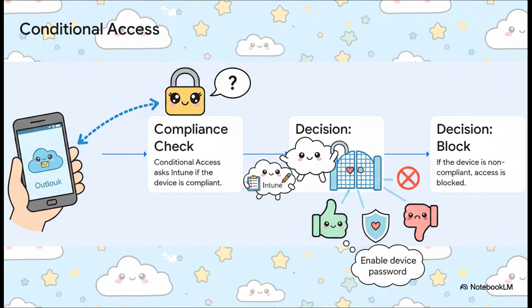But here's the cool part. You usually get a helpful message that tells you exactly what you need to do to fix it. Like, hey, you need to set a password on your phone. So it's not just a big no sign. It's security that actually helps you get back on track.